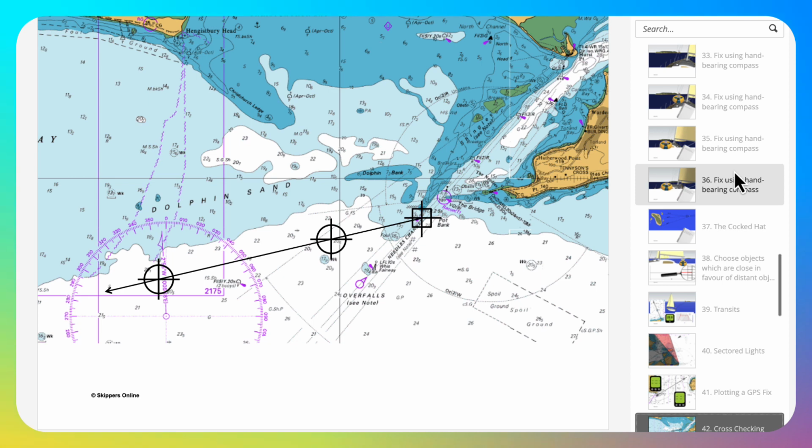Analyzing the situation afterwards, he realized that he programmed the waypoint 1 minute, in other words 1 mile, north of his intended position.